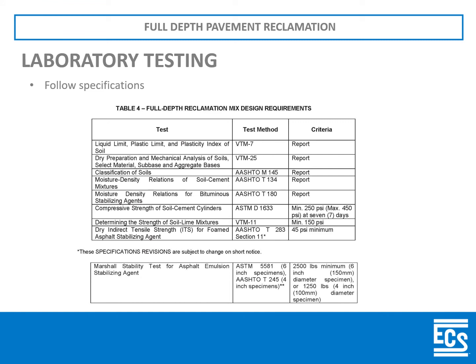And you can see here the other predominant specification used is compressive strength of soil cement cylinders. That's a spec that VDOT uses for FDR, and that is ASTM D1633. Basically the criteria is we're looking for a minimum and maximum compressive strength at 7 days. The minimum is 250, the maximum is 450. And we'll talk about why those are critical threshold numbers, and why VDOT looks at those as the critical threshold values. There are also some other sections here, depending on if you're doing foamed asphalt or emulsion asphalt.